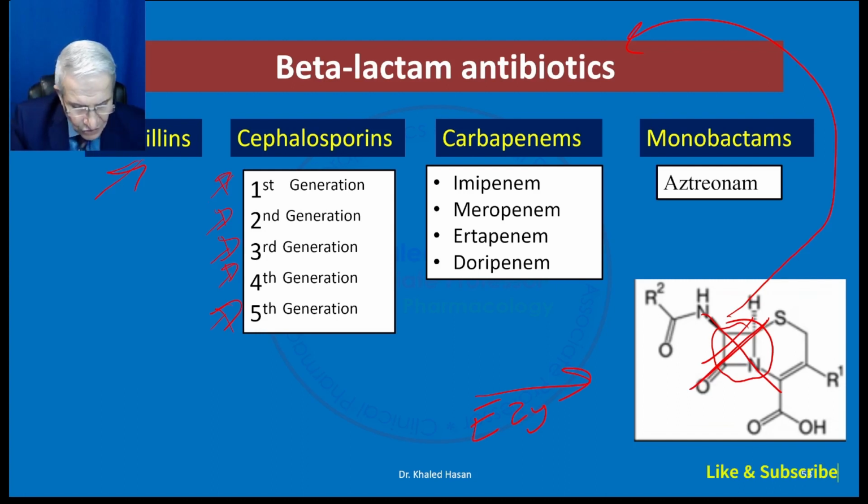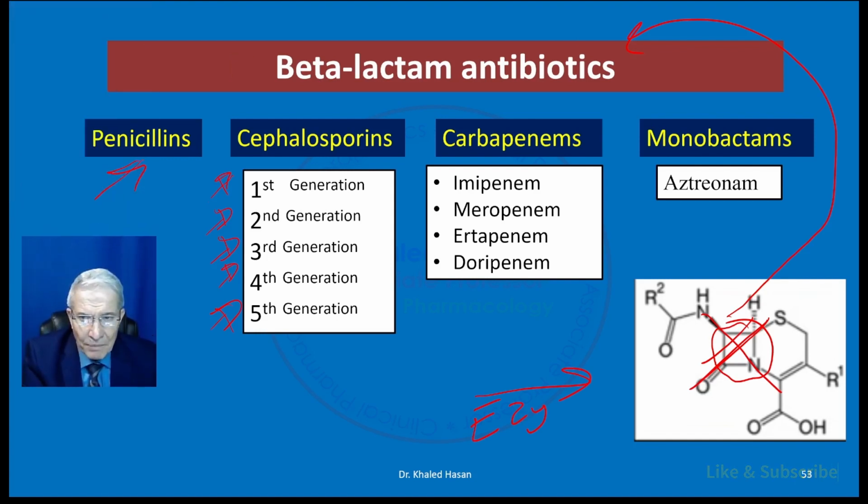Okay, so please remember we have 4 main groups belonging to the beta-lactam antibiotics: penicillin, cephalosporin, carbapenem, and monobactam. For penicillin, in the next slide we give you a list of medication. For cephalosporin, we have 5 generations. Carbapenem, 4 medications: imipenem, meropenem, ertapenem, doripenem. For monobactam, 1 medication only. We have azithromycin.